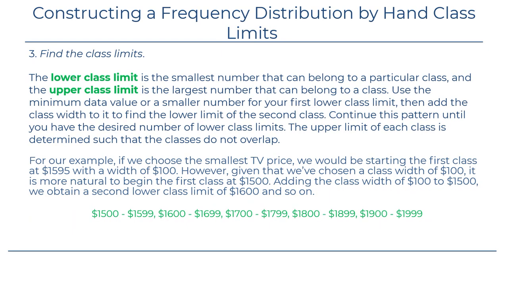Now we need to find the class limits, which is the lower class limit and upper class limit, or the lowest value that can belong to a particular class and the largest value that can belong to a class. Now we can use just the minimum data value, but a lot of this will depend on our class width. We have chosen a class width of 100, so it would make sense instead of starting at the lowest value at 1595, with a width of 100, it would make more sense to say 1500 to 1599, 1600 to 1699, and so forth for our classes.